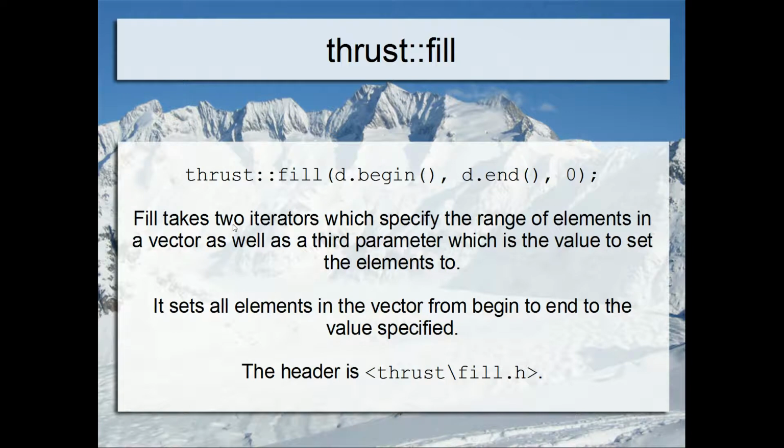On to the transforms themselves. The first one, and one of the simplest, is fill. Your header is thrust fill. All this is going to do is set every element from the beginning to the end iterators to some specified value, 0 in this instance. Nice and simple.